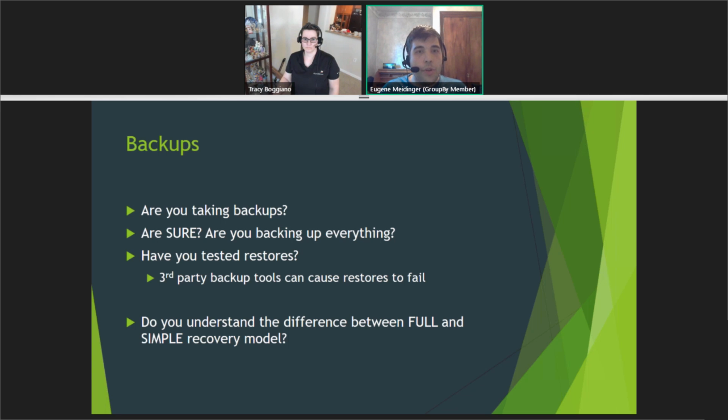And really, you don't know that your backups are working until you've tested a restore. And something that I see commonly is third-party tools breaking the backup chain, right? So in the next slide, we're going to talk a little bit about the difference between full and simple recovery models, a little bit about the backup chain. But the big thing to know is that if you've got a full recovery model, then those backups are kind of like this conga line, right? And so everyone has their hands on the shoulder of the person in front of them.